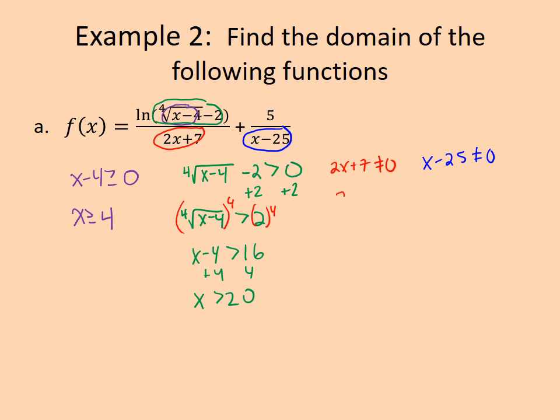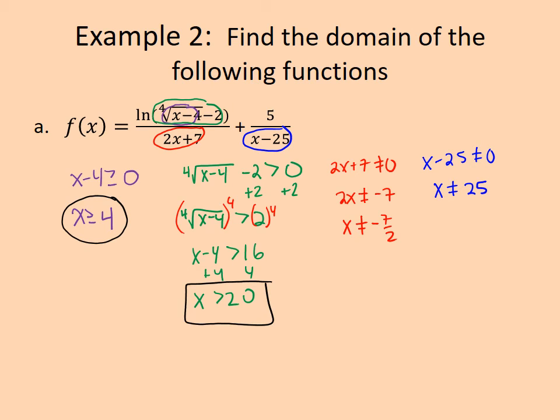Over here, we have 2x does not equal negative 7. X does not equal negative 7 halves. And lastly, we're going to add 25 to both sides. So x does not equal 25. Now we need to look at all of our possible domain restrictions and look for the most restricted. In this particular situation, x is greater than or equal to 4 is not as restricted as x is greater than 20. So x is greater than 20 is our largest restriction.